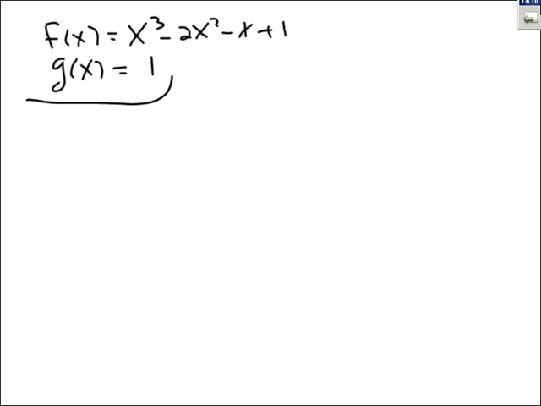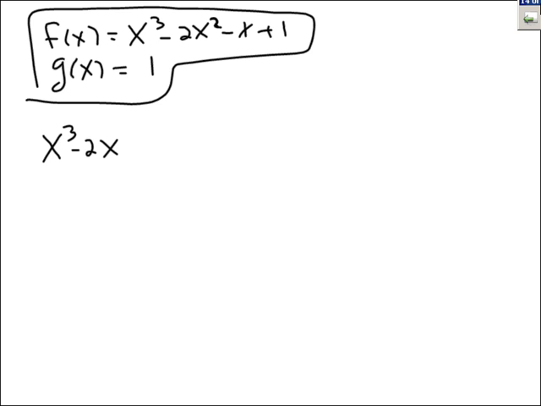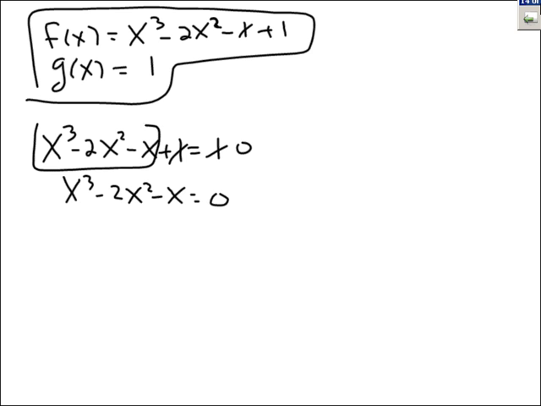The instructions are find the area between the two curves. So the first thing you have to do is find out where they intersect. Set f of x equals 1. Take away 1 from both sides, and the left side is 0. That is, x cubed minus 2x squared minus x must be 0. After all, 0 plus 1 really equals 1. Okay, now I can pull out an x from here. I get this.